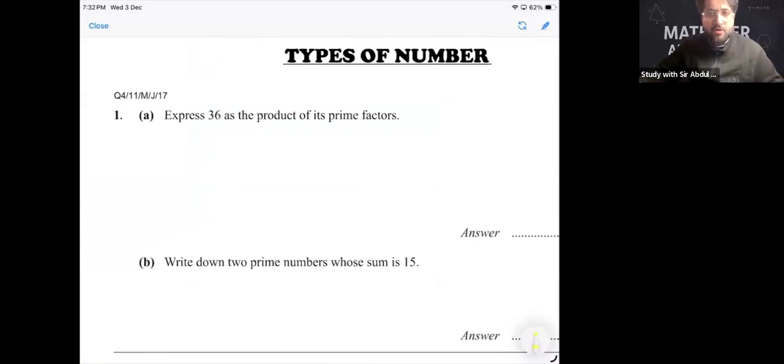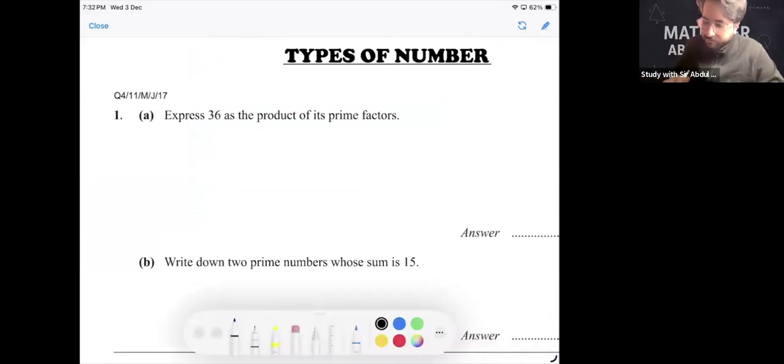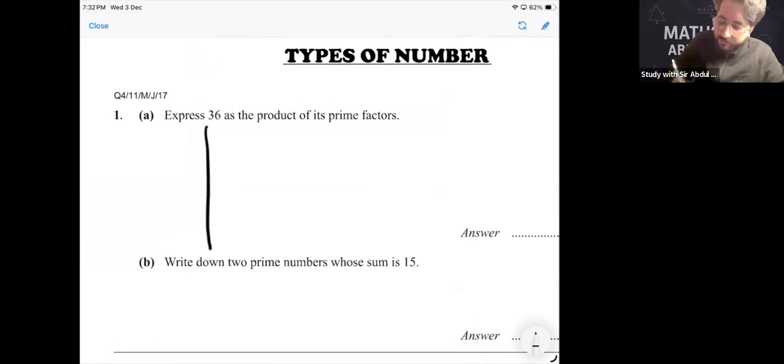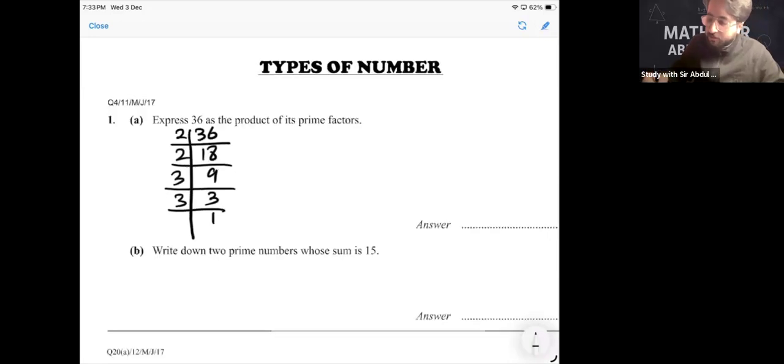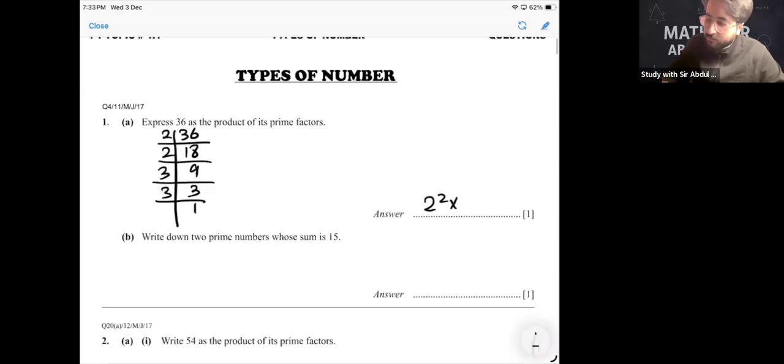Express 36 as the product of its prime factors. So we have to do the prime factorization as I told you. 36 can be halved, yes. 18, 18 can be halved, 9, yes. And 3 threes are 9 and 3 ones are 3. My answer is 2 square times 3 square. It is saying that 36 is a square number, and we know that 36 is 6 square. Agree? Yes, sir.